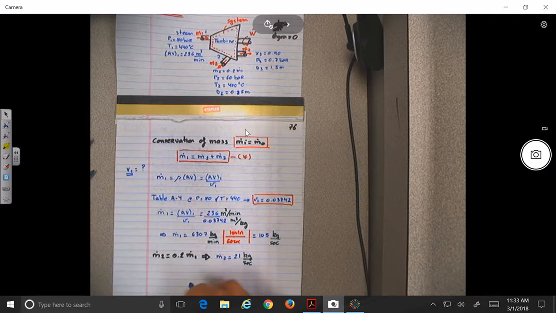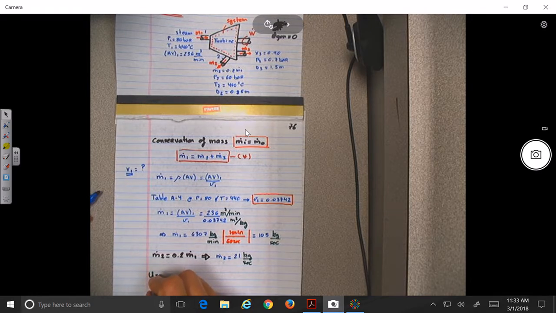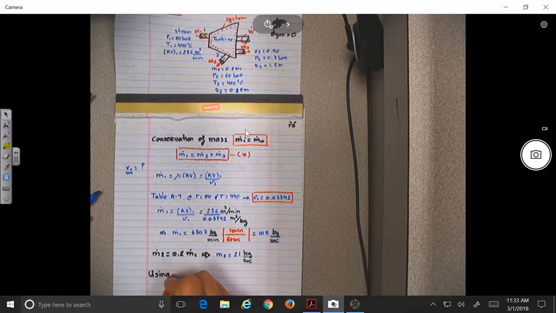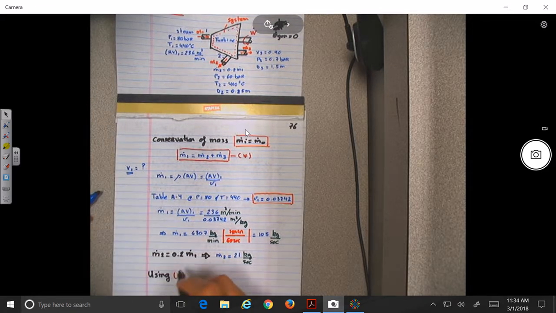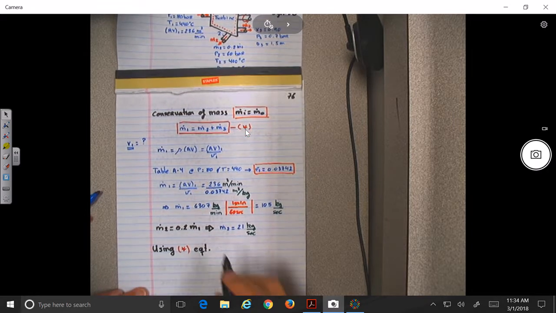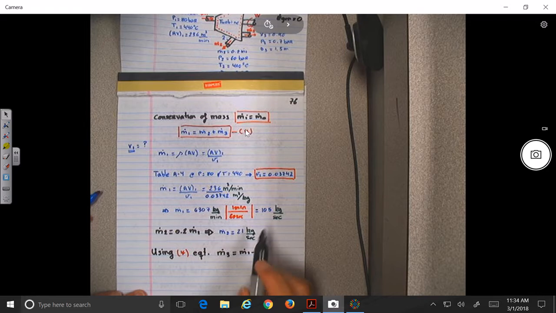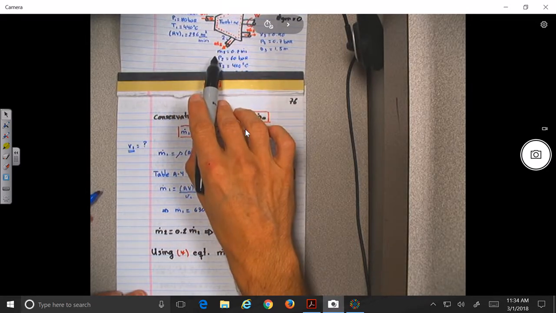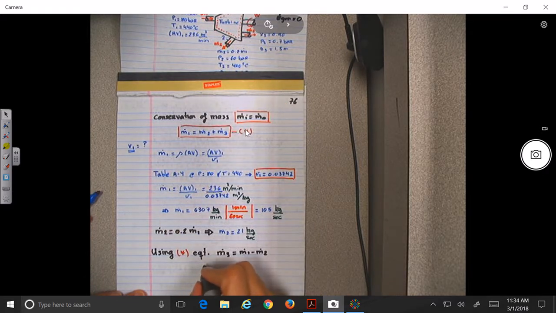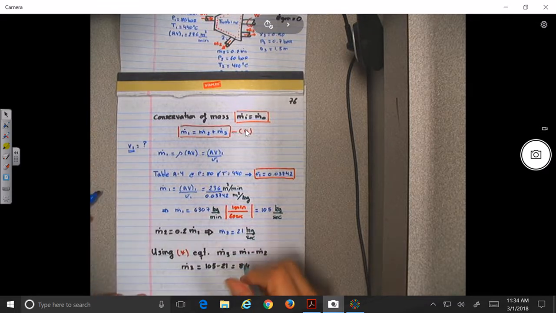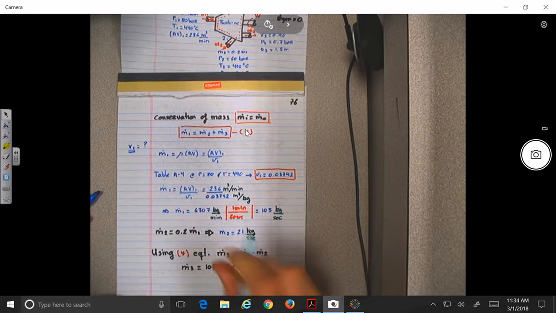And now, using the star equation, what does that mean? That M3 will be equal to what? I mean, it's logical. If we had 100% going through M1 and we have 20% leaving by 2, how much needs to leave by M3? 80%. So M3 will be equal to 105 minus 21, which equals 84 kilograms per second. Okay.